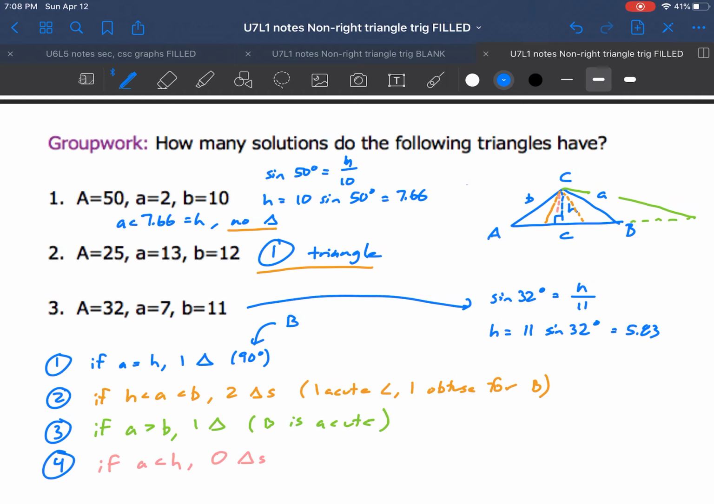A is bigger than that. 7 is bigger than 5.83. It's less than 11, so it's this case here. Okay. So 7 is bigger than 5.83, but less than 11. So 2 triangles. Wow. All right.